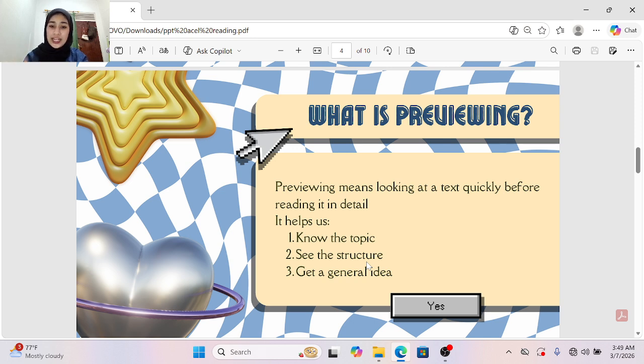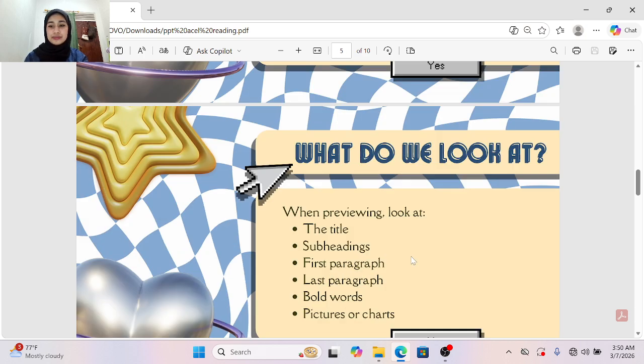Previewing means looking at the text quickly before reading it carefully. We do not read every sentence yet. We only look at important parts of the text. Previewing helps us know the topic, see the structure, and get a general idea. Because of this, reading becomes faster and easier to understand. Previewing is like when we look at something first before studying it more deeply.